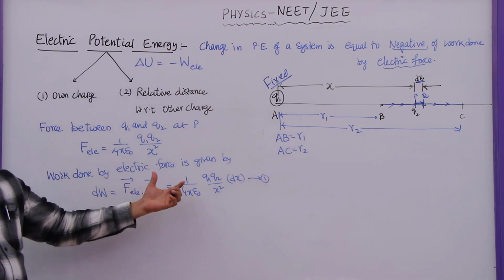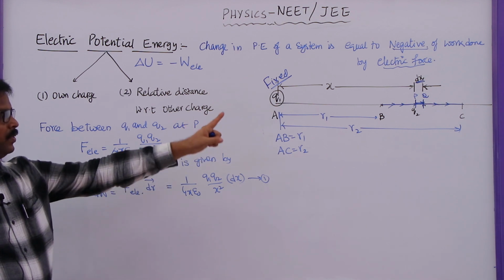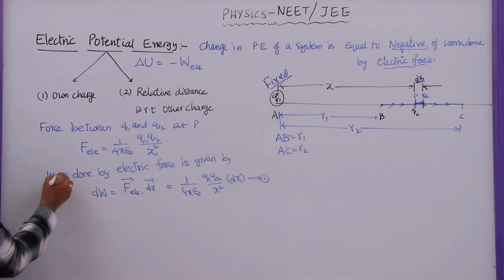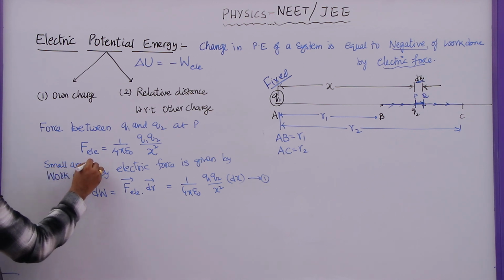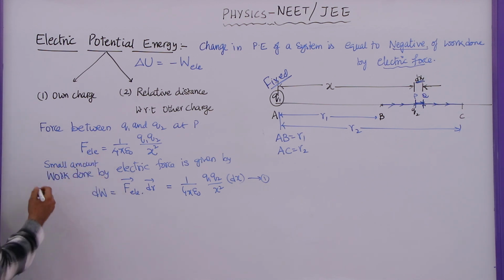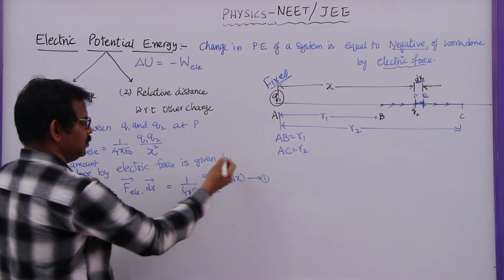This is the small amount of work done to move the charge from P to Q. So this is a small amount of work. I can write the small amount of work done by the electric force as given by.